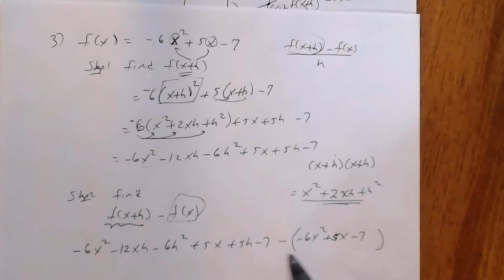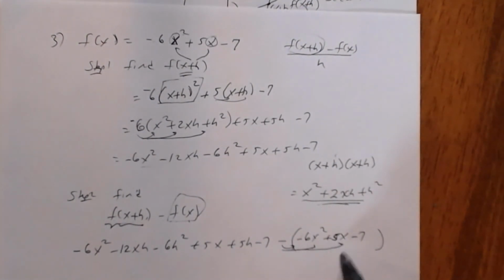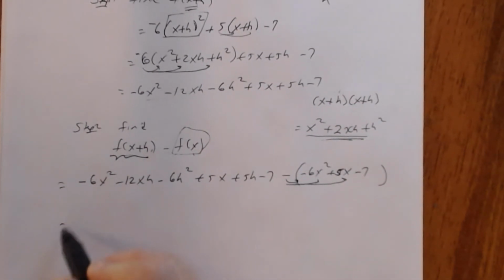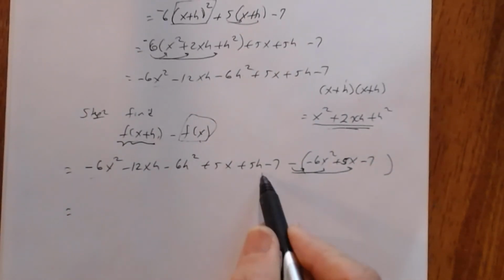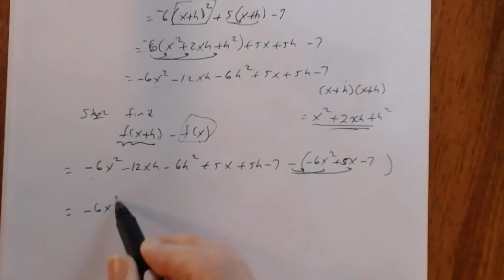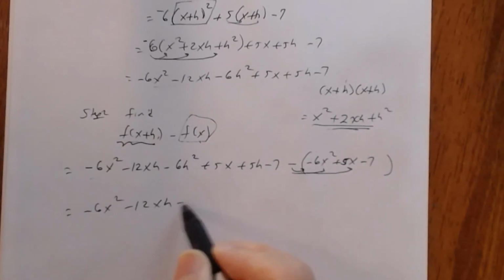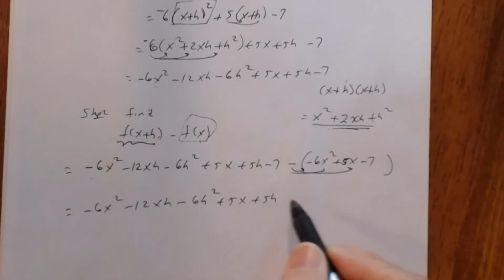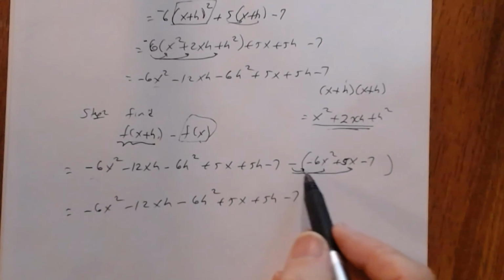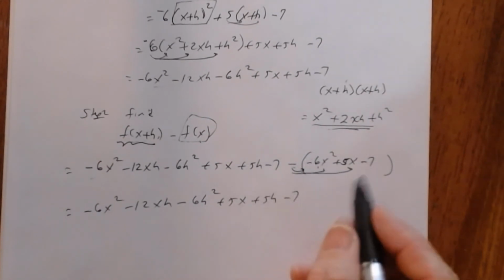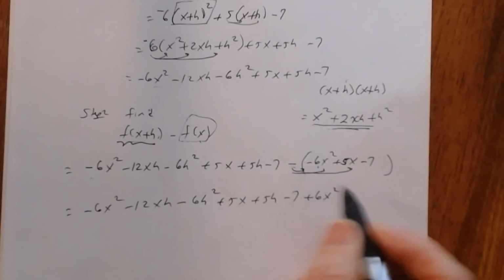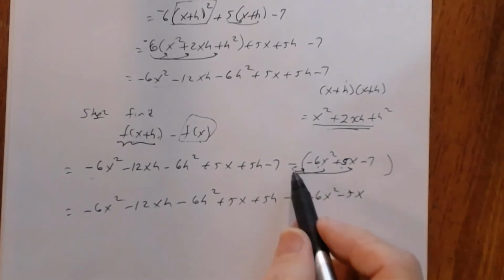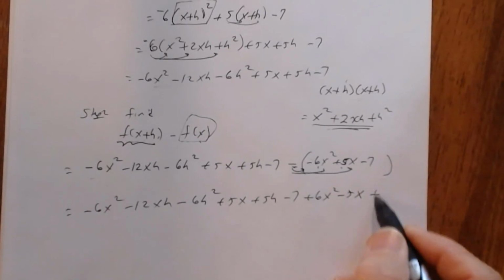Now we're going to get rid of the parentheses. We're going to distribute the negative through that parentheses. All right, so now I'm going to get this equals, I'm going to write all this over -6x squared minus 12xh minus 6h squared plus 5x plus 5h minus 7. And then when I distribute, the opposite of a negative 6x squared is a positive 6x squared. The opposite of a positive 5x is a negative 5x. And the opposite of a negative 7 is a positive 7.